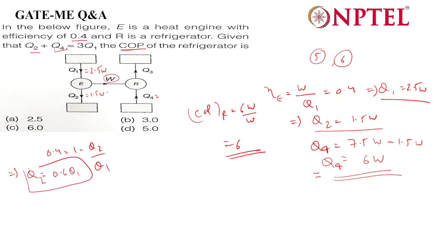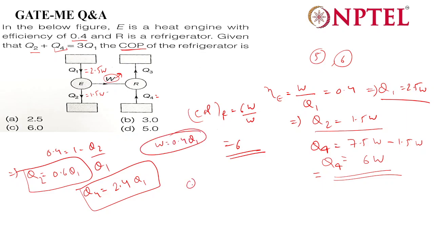Then what you did? Then you simply put it here, right? Q2. Yes, sir. Okay, then when you put it here, what will it become? Q4 will be how much? 2.4, right? 2.4 of Q1. And now tell me what W is in terms of Q1. If you are solving in terms of Q1, then you have to solve everything in terms of Q1. What is W in terms of Q1? 0.4, right? Because efficiency is 0.4, so now divide it, 6 will come.